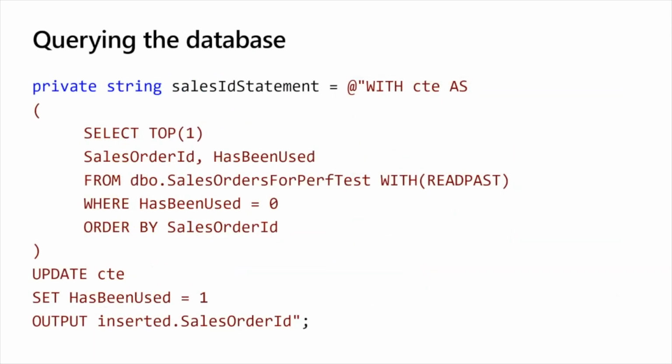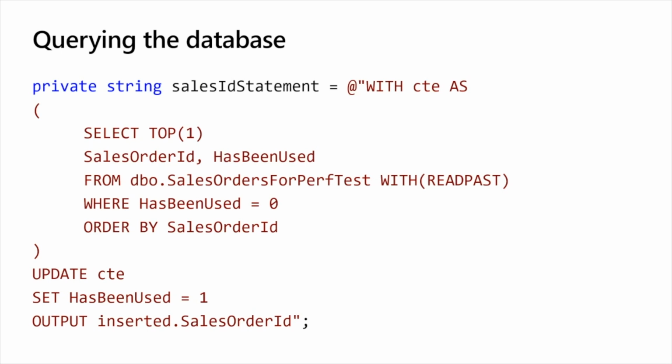Looking at the query we wrote to retrieve the sales order ID, we use a common table expression to select and update the record, which should prevent other threads from selecting the same record at the same time. Simply put, this query is selecting the next sales order ID from the list where has been used is set to 0, and then updating has been used to 1 and returning the sales order ID. A couple of other factors to mention are, in this scenario, we're using the read past hint. Also, the query is going to be executed with an isolation level of read committed.